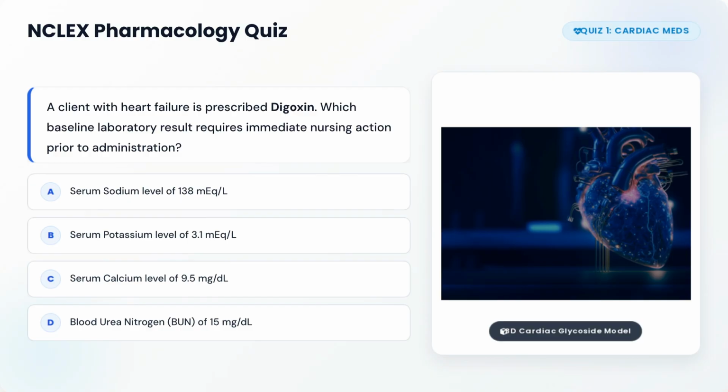A. Serum sodium level of 138 mEq/L. B. Serum potassium level of 3.1 mEq/L. C. Serum calcium level of 9.5 mg per deciliter. D. Blood urea nitrogen (BUN) of 15 mg per deciliter.